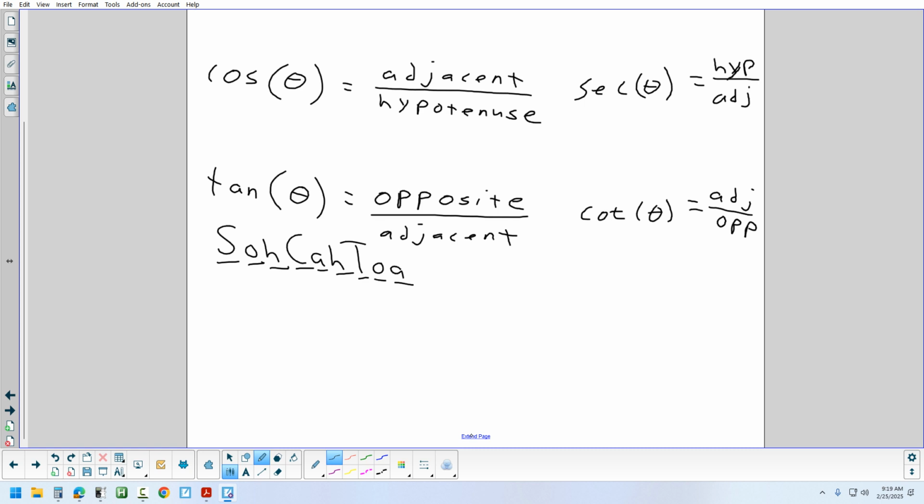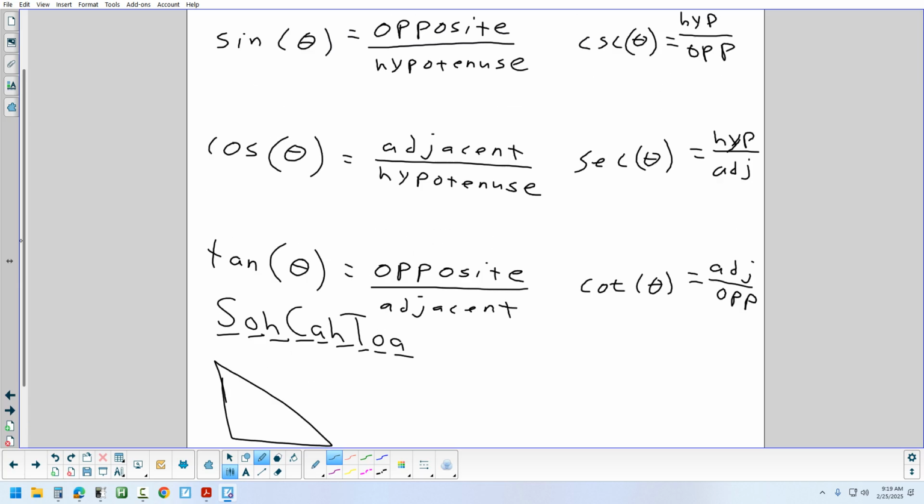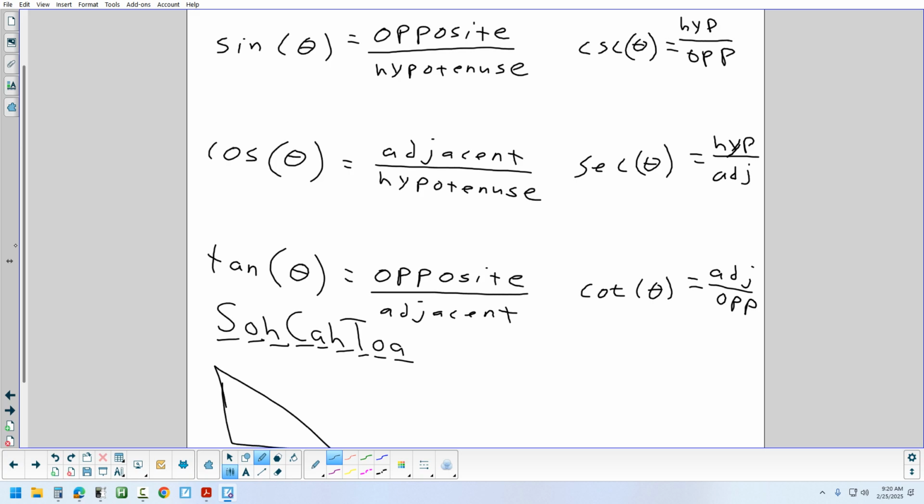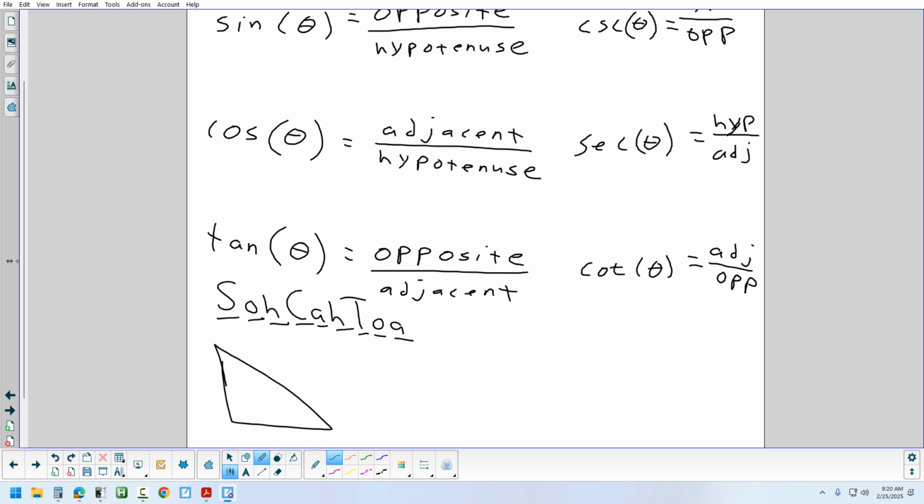Now, let's just make up some numbers and see what happens. Let's say I was doing the sine, the opposite divided by the hypotenuse. Let's say the opposite was 4 feet and the hypotenuse was 5 feet. The opposite is 4 feet, the hypotenuse is 5 feet.